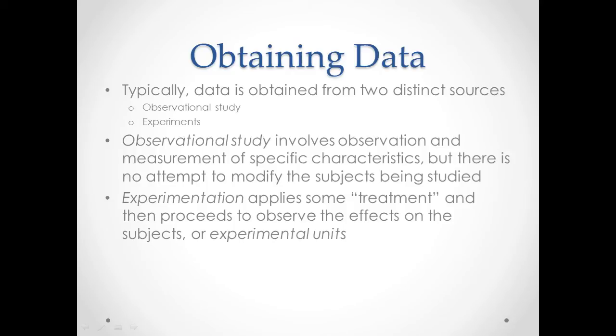The experimentation process applies some sort of treatment and then proceeds to observe any effects on the subjects, or what we call experimental units. Typically with experimentation, you'll have two groups. You'll have a treatment group and you'll have a placebo group.